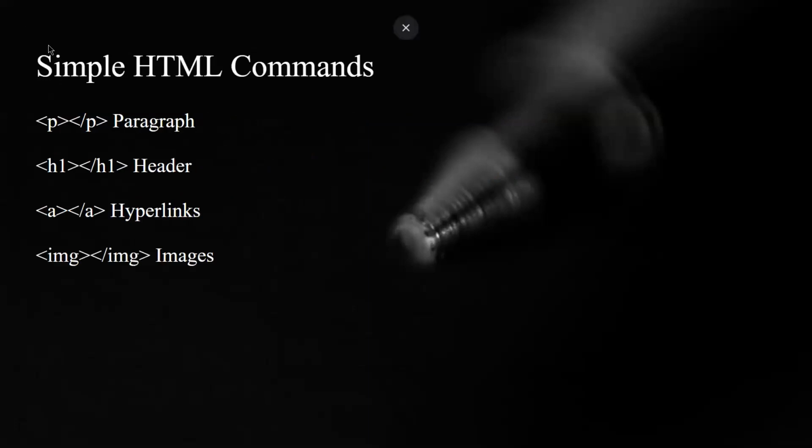Here are some simple HTML commands. Like I mentioned earlier, there's an opening tag and a closing tag for each command. There's a paragraph, a header, and a hyperlink, which you can use to link to another website. And images, that's pretty self-explanatory. I'll show you how to add images to your website.